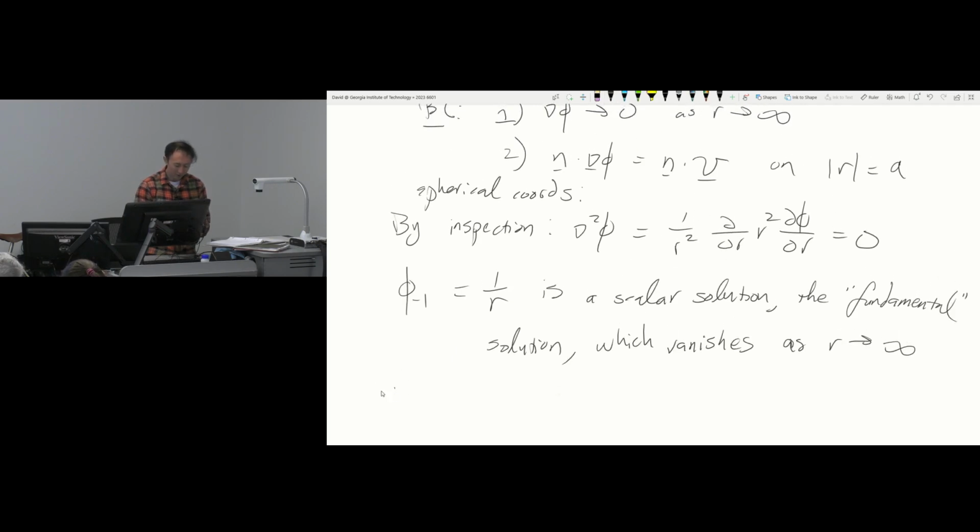Phi to the negative 1. So this is phi with subscript negative 1.